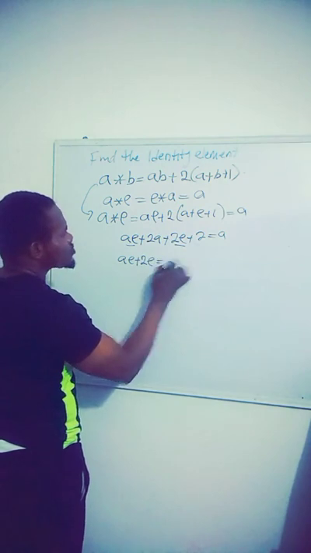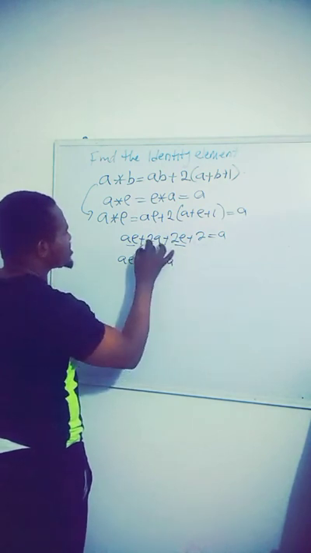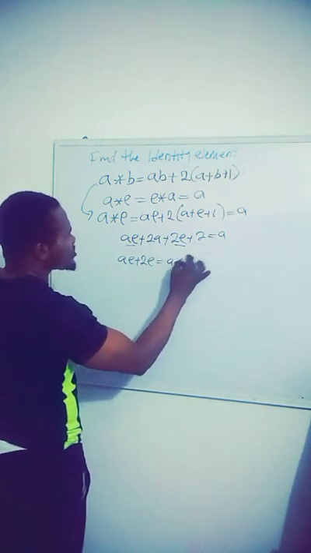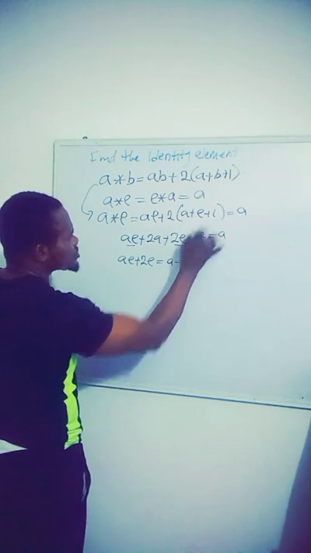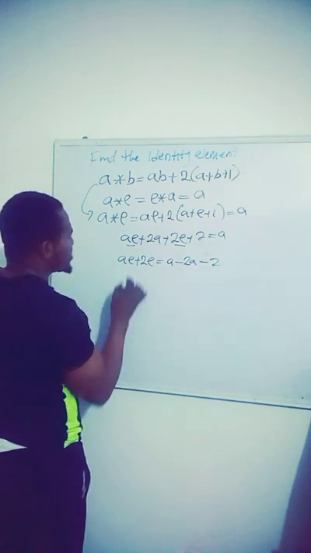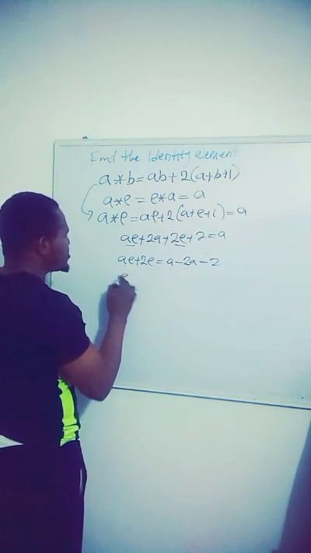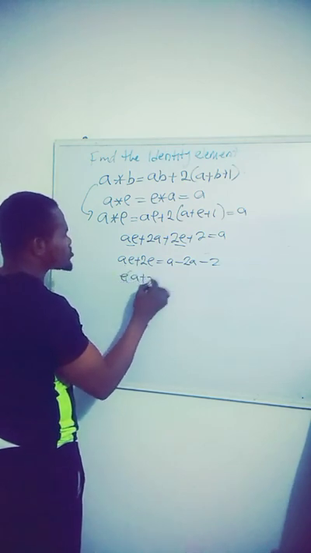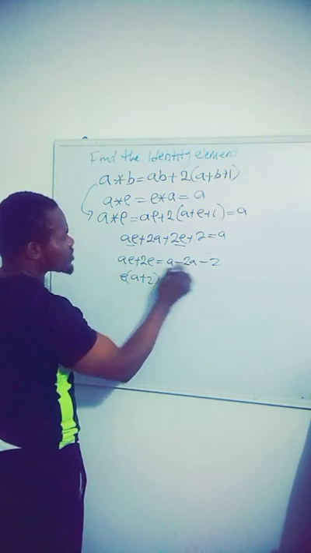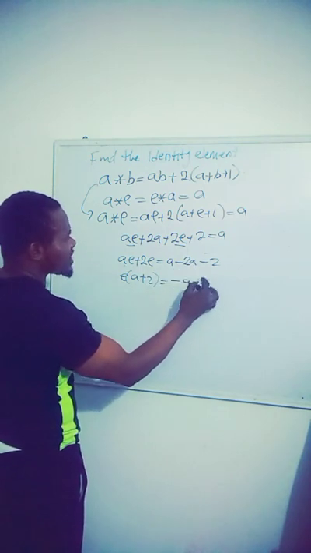Then equals A is here. When this comes to here, it becomes minus 2A. Then when this crosses, we have minus 2. Then something is common: E is common. So E into A plus 2, then equals, when you add this, you have minus A minus 2.